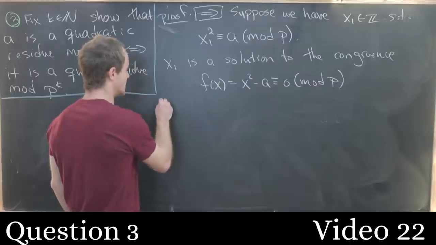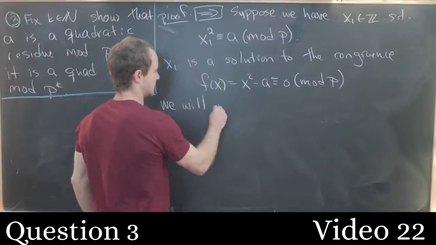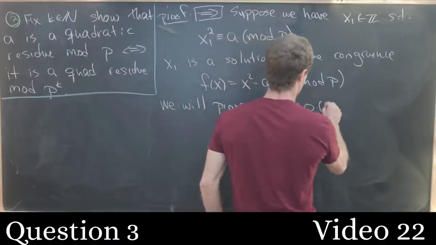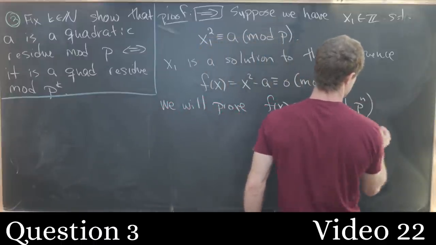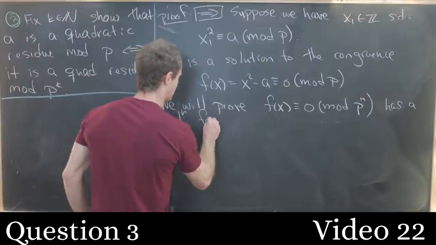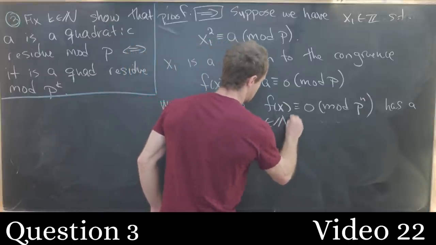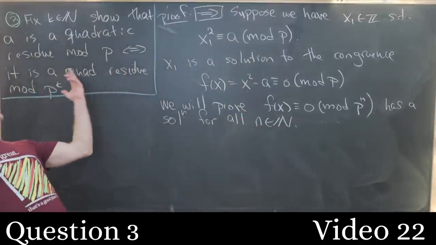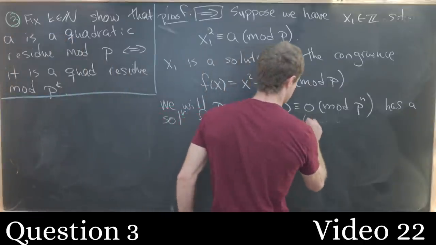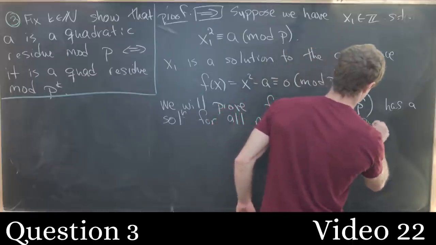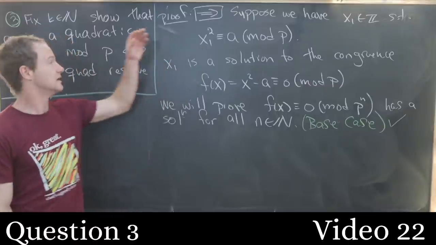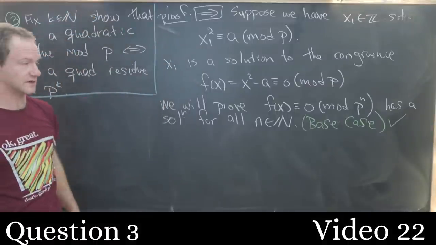So let's point that out. We will prove that f of x congruent to 0 mod p to the n has a solution for all natural numbers n. And that will include our fixed natural number k. Okay, so notice that our base case is done. I should point out that we're doing this by induction. Our base case is done because that's the given, right? That's the left-hand side of this if and only if statement.